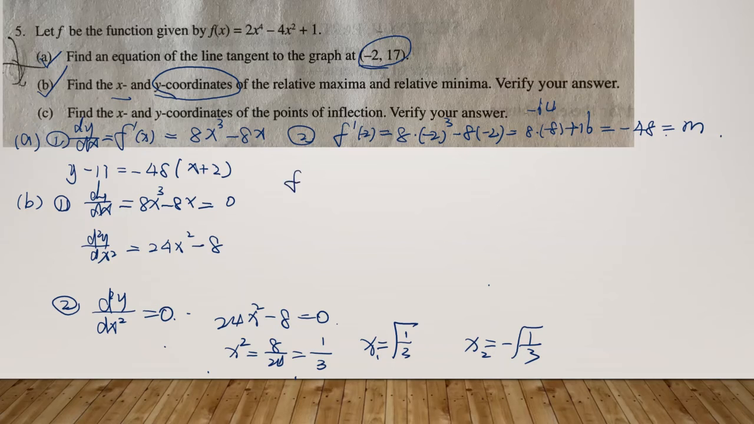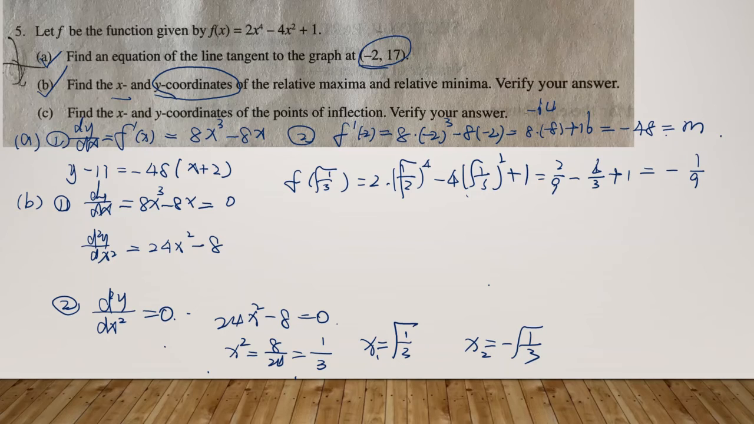Okay, f of the square root of 1/3 equals 2 times... and the answer is, first one, 2/9 minus 4/3 plus 1. So the final answer is negative 1/9.